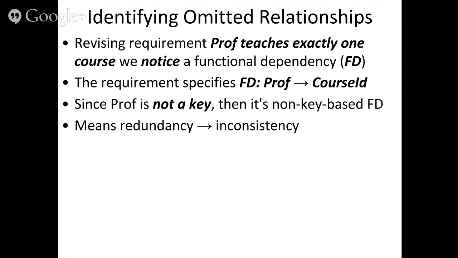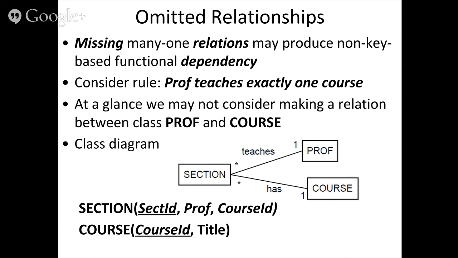Requirement of exactly one course. Right, so these are foreign keys. Professor is a foreign key and course ID is a foreign key. But because we're revising and looking at our requirements, the requirement said that the professor teaches exactly one course. That means that if you know the professor, you know the course. If you have this foreign key, you know also this foreign key.